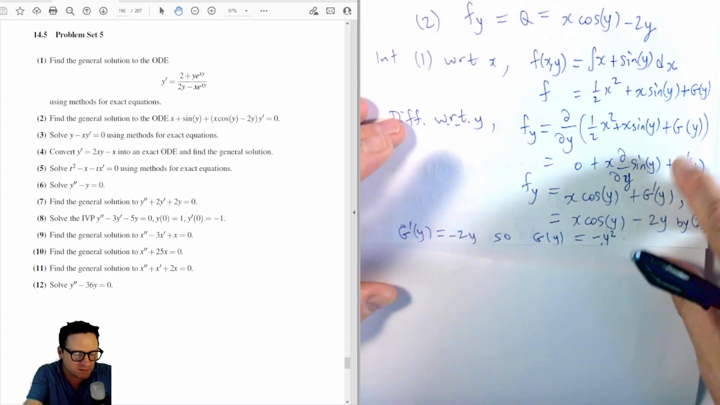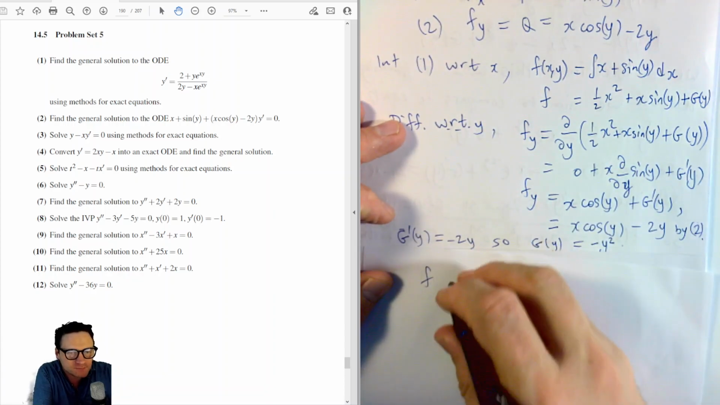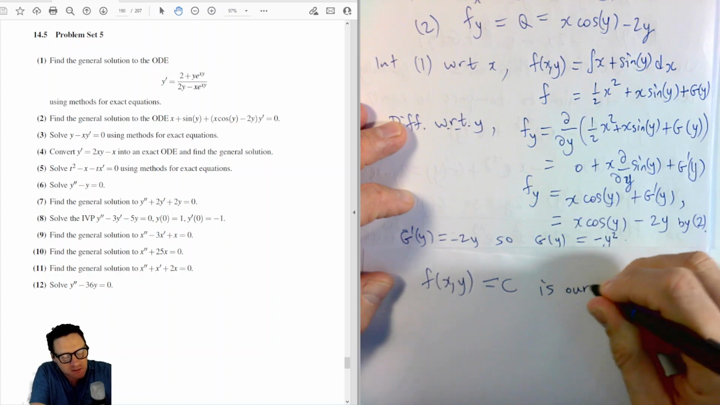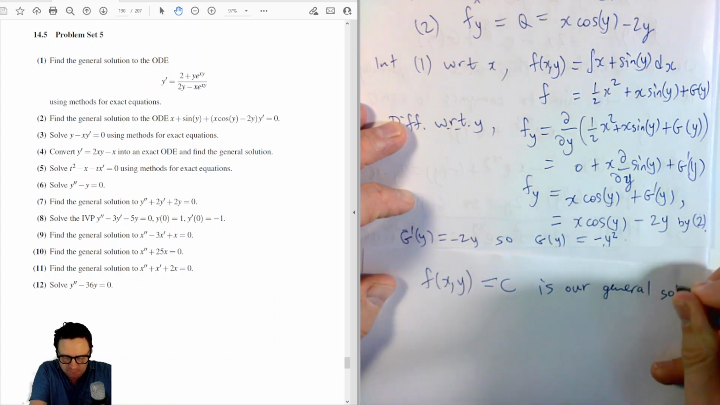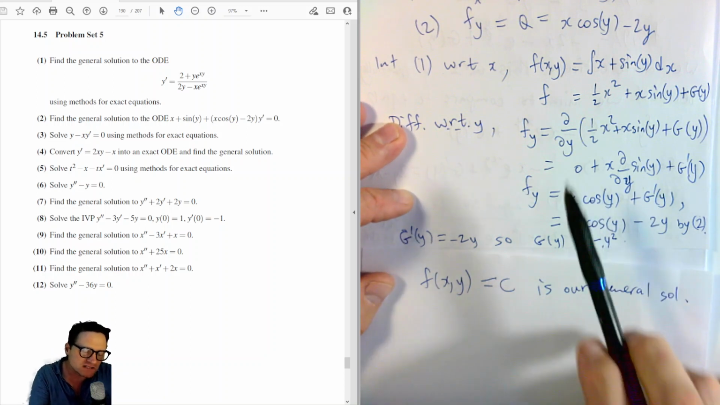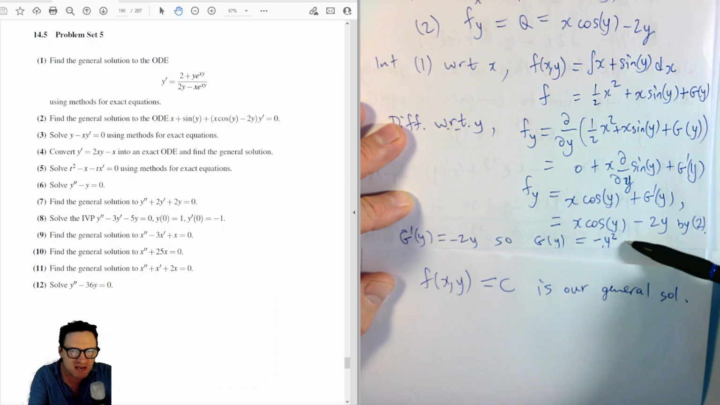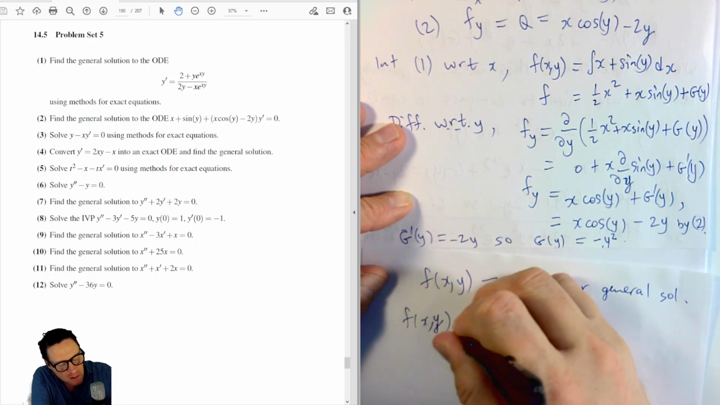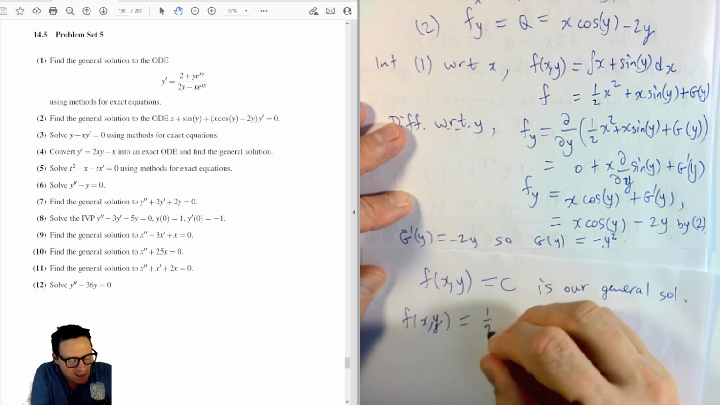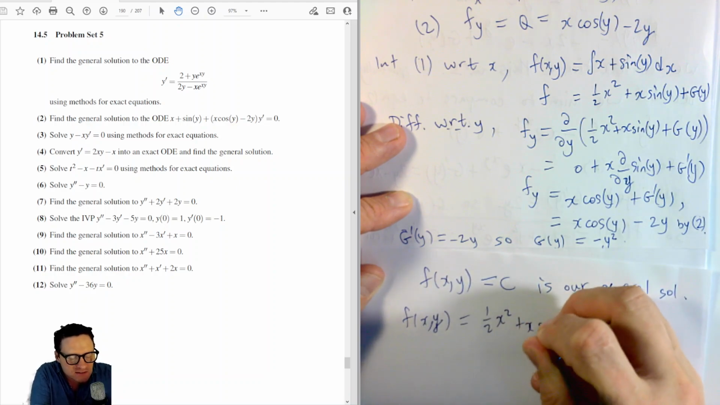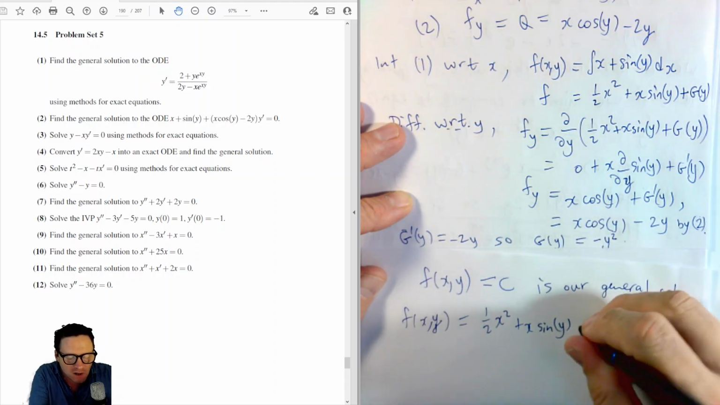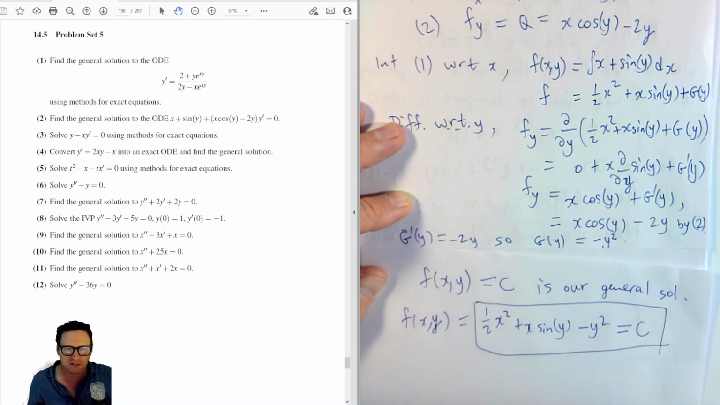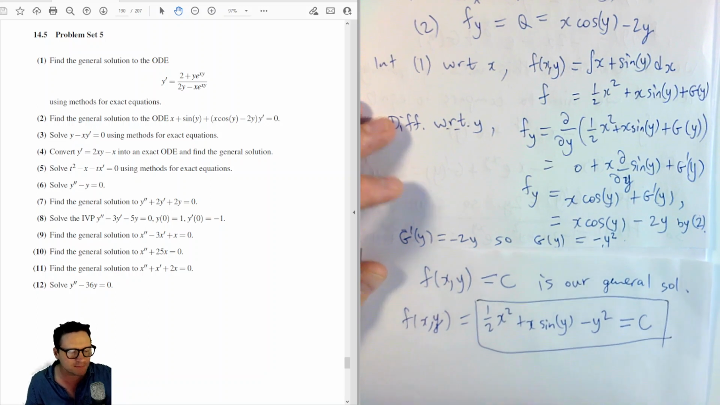Okay, so given what we've learned here, we have f of x and y equals c is our general solution. And so what is f? Well, we've got some of it up here, and then we've got the rest of it down here. So f of x and y is equal to a half x squared plus x sine of y, and then our g of y is minus y squared, and this is equal to a constant, and so this is our general solution. All right, let's move on to question 3.